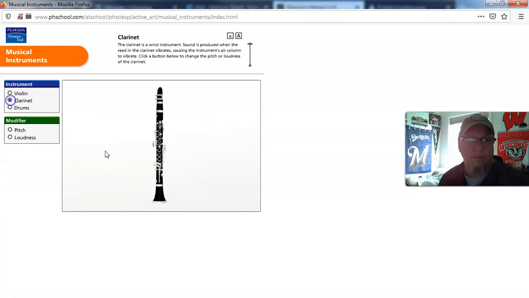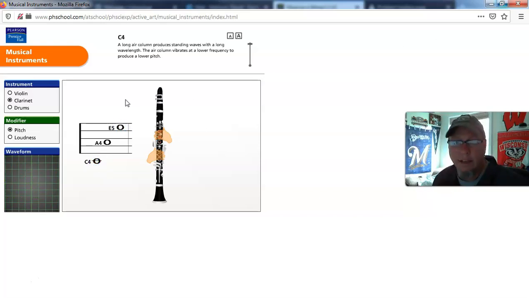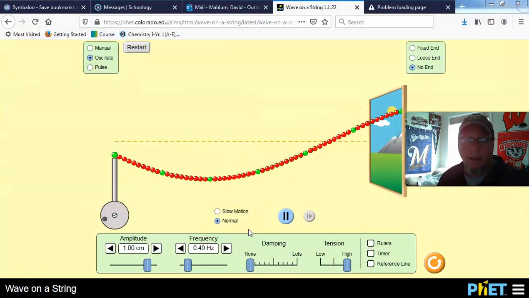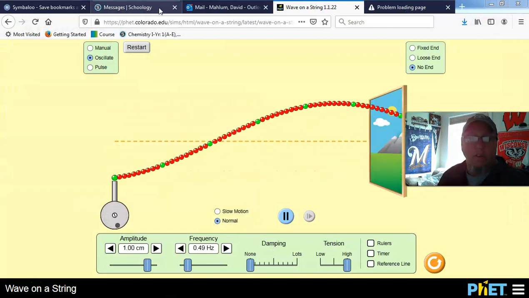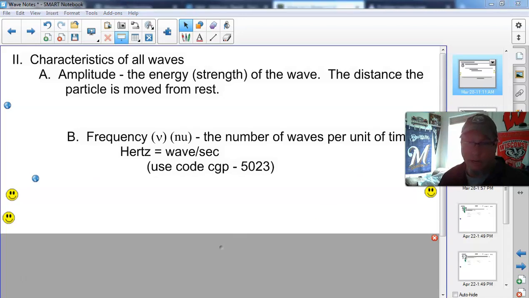I could do the same thing with a different thing. There you go, a clarinet. Let's go with pitch. High frequency, low frequency, high frequency, low frequency. I think you get the idea. I can close this guy down. I'm not going to let that play anymore. So frequency is the number of waves per unit of time.